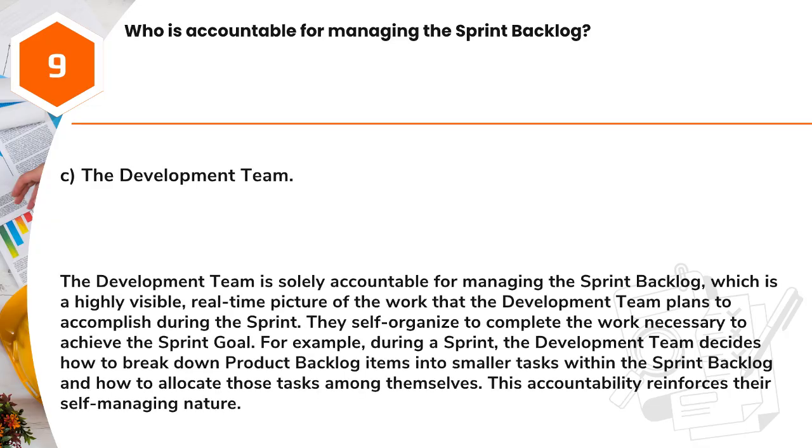Answer, C. The development team. The development team is solely accountable for managing the sprint backlog, which is a highly visible, real-time picture of the work that the development team plans to accomplish during the sprint. They self-organize to complete the work necessary to achieve the sprint goal. For example, during a sprint, the development team decides how to break down product backlog items into smaller tasks within the sprint backlog and how to allocate those tasks among themselves. This accountability reinforces their self-managing nature.